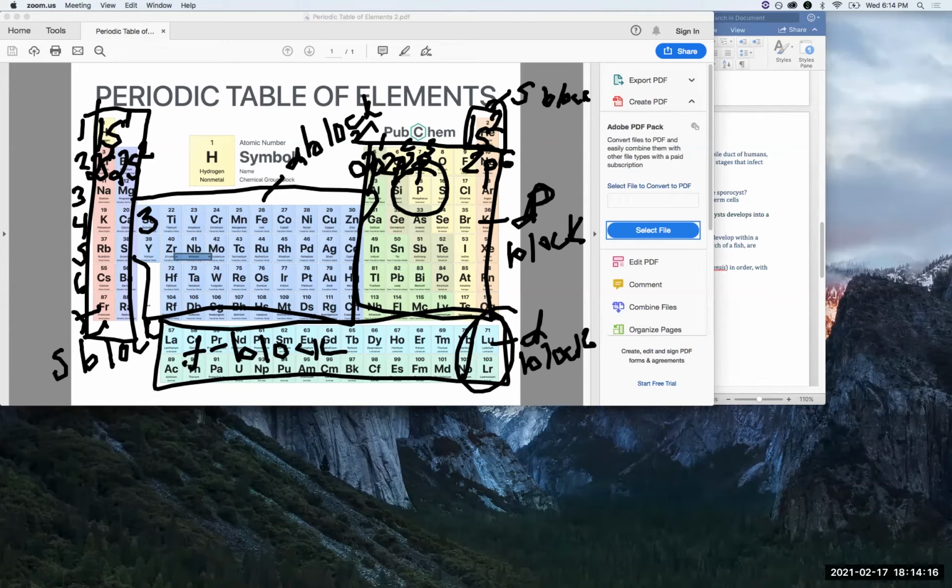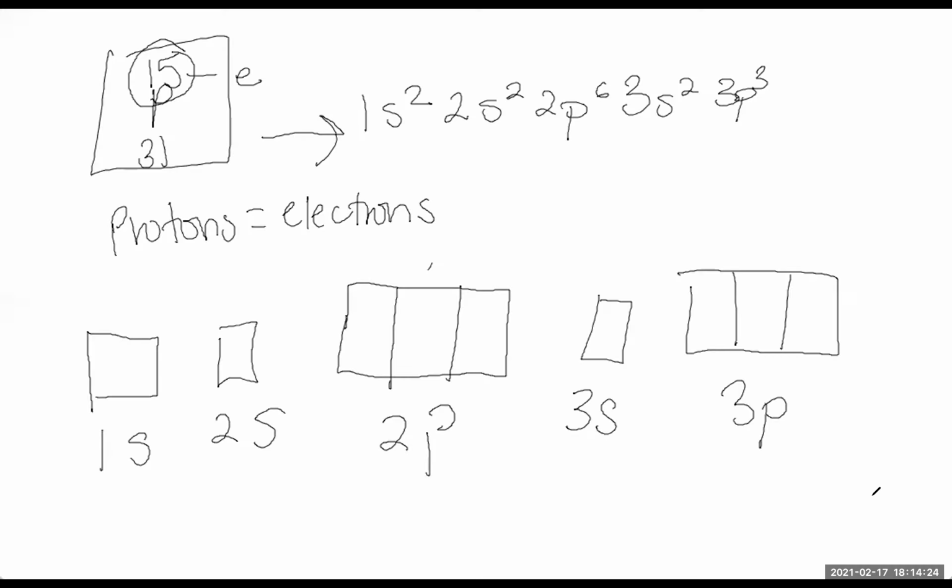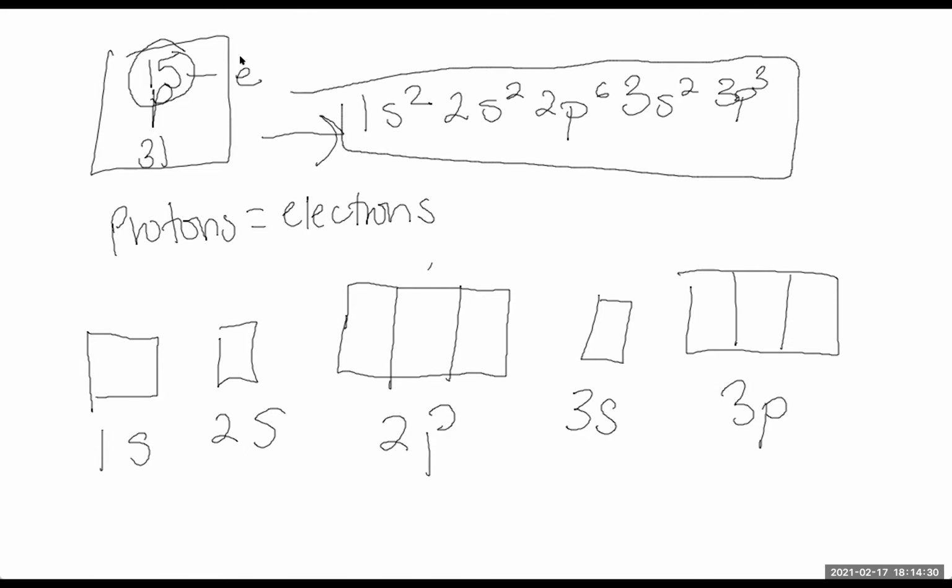So here we were working with our phosphorus. If we were to do what I just showed you right now, the electron configuration of phosphorus would be this. And we said earlier that this just tells us how many electrons are in that subshell level. So in 1s2, there's 2.